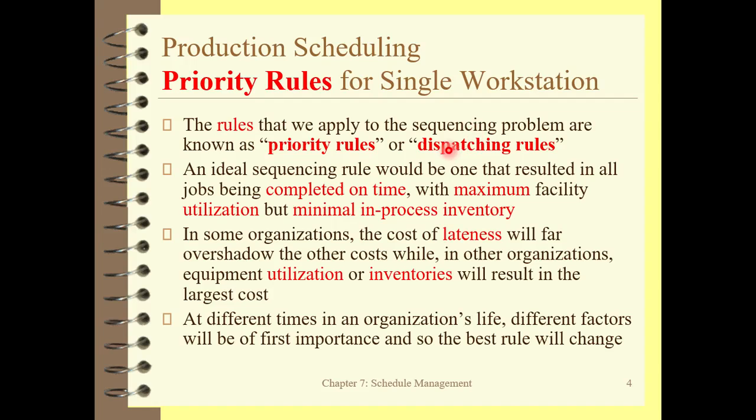The rules that we apply to sequencing problems are known as priority rules, or sometimes we call them dispatching rules. The best rule will give you a good result, maybe in terms of all the jobs completing on time, or maximizing resource utilization, or minimizing in-process inventory. That is the productivity related performance.